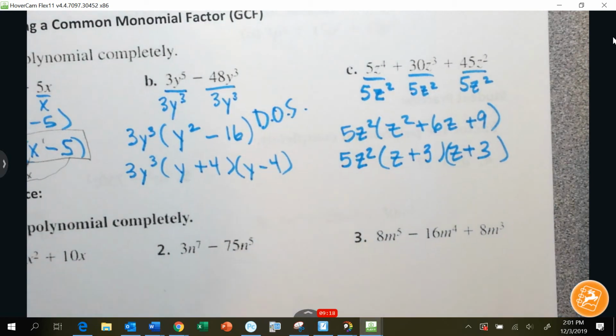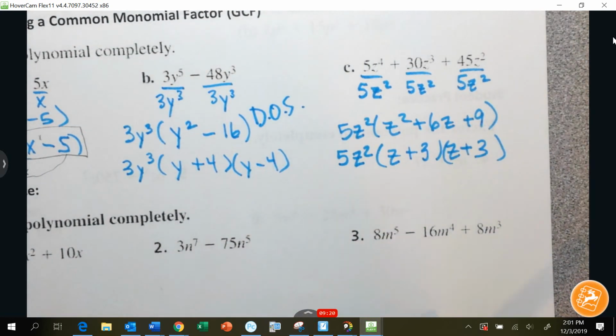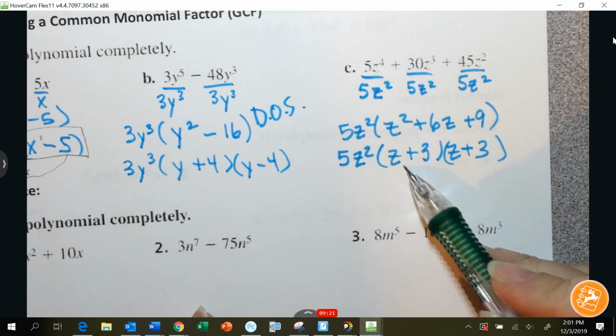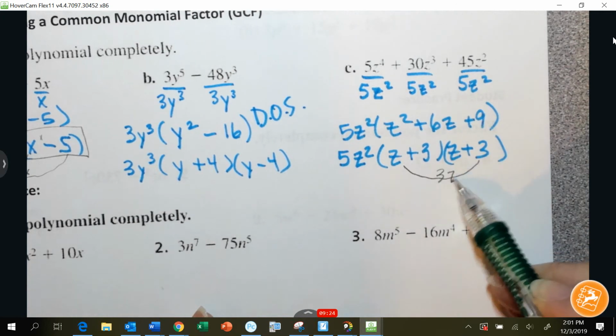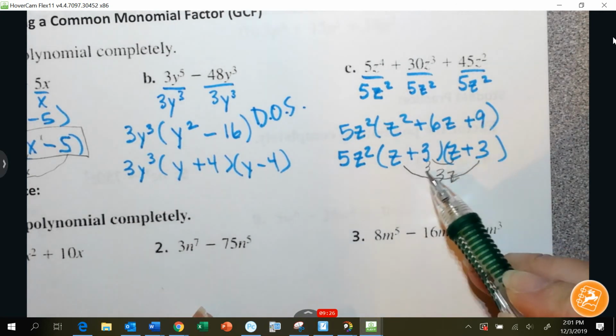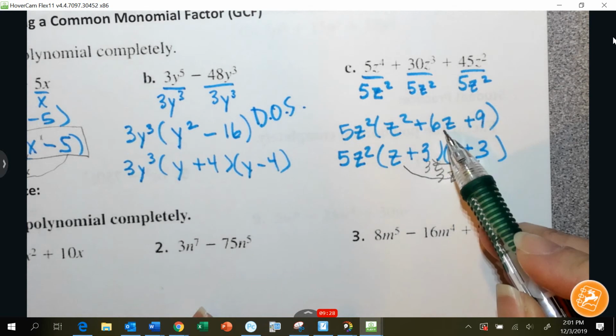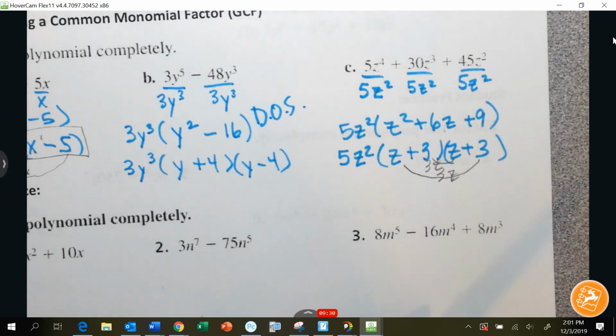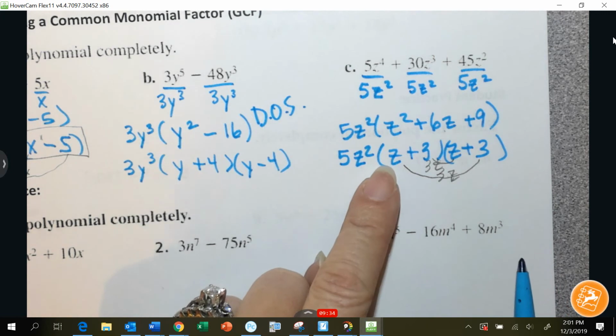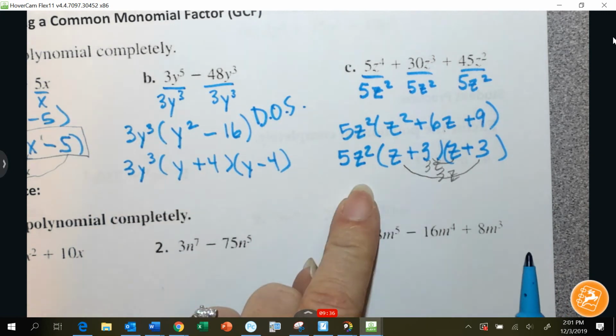How do I know if it's correct? So we're going to multiply back together and get 3z. Multiply back together, I get another 3z. Add them together, I get 6z. I factored it correctly. But why would Miss Criswell take off a point if you leave it like this?